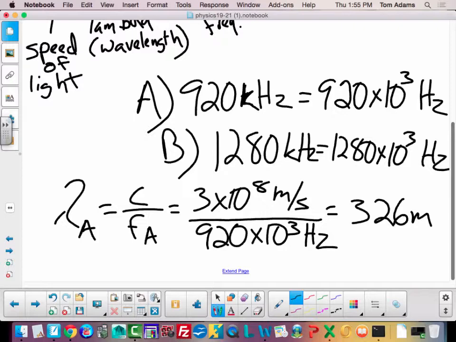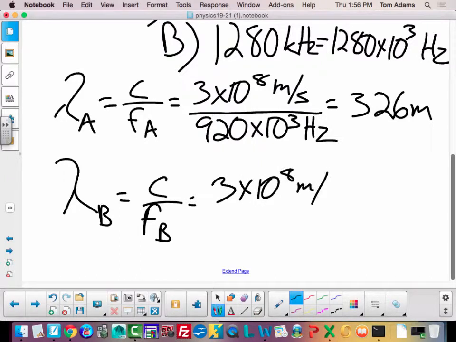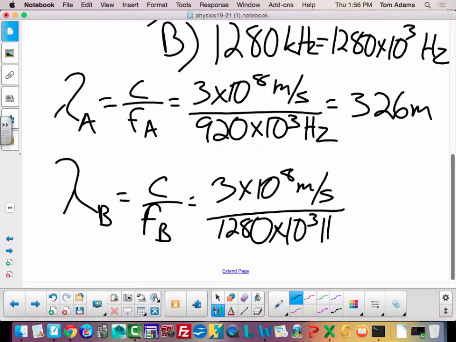Okay, so now let's do B. C over the frequency of B is equal to 3 times 10 to the 8th meters per second, all over 1280 times 10 to the 3 hertz, because it's kilohertz is what they gave us. If you do the math on that, it's 234 meters.